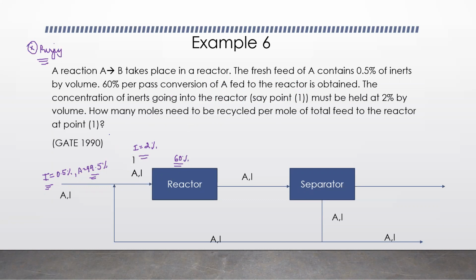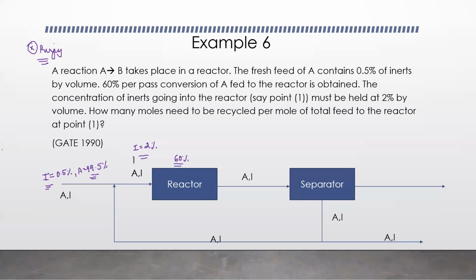We'll start this problem with our basis. Okay. This is the block diagram they have given for this problem. This was given in the paper. In the block diagram, they have given A and I. A is the reactant and I is the inerts. So they have given A and I here, here, here, here, here, and here. So that means over here in the product stream, there is neither A nor I, there is only B.